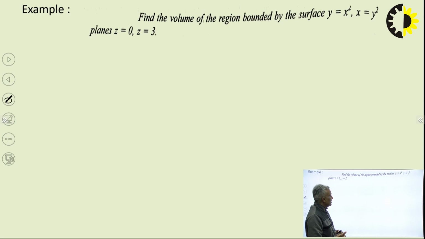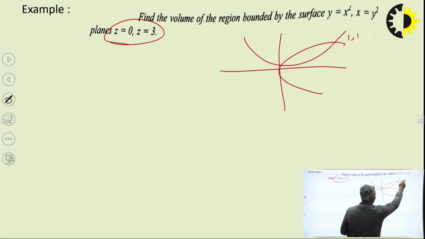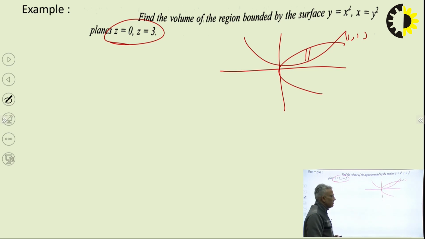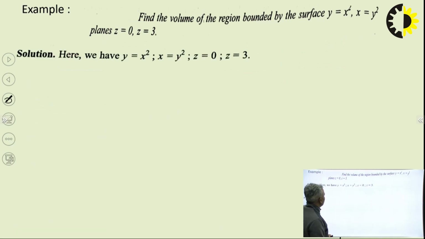Another problem is how to calculate the volume of the solid generated by this. Look very carefully: the limit of z is 0 to 3, one parabola is this and another parabola is this, and the common point is 1, 1 here. So we take the limit of this portion step by step.